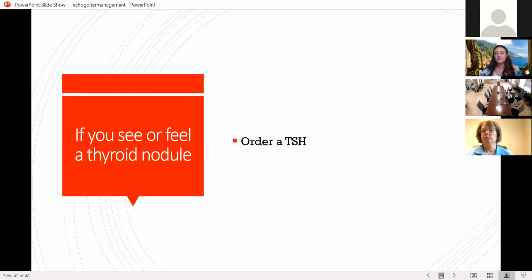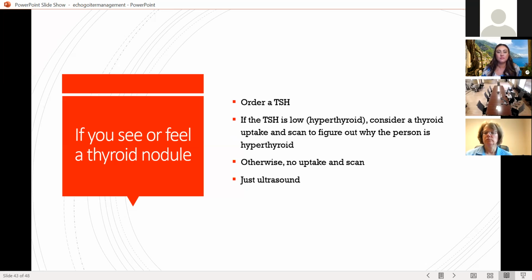But if you feel a nodule, you still want to look at it with an ultrasound. And I don't care if they're hyperthyroid or not, or if it looked like a hot nodule or not. If it's got calcifications and looks scary, you can still have a cancer in a hot nodule, even though statistically it's less likely. Next slide.